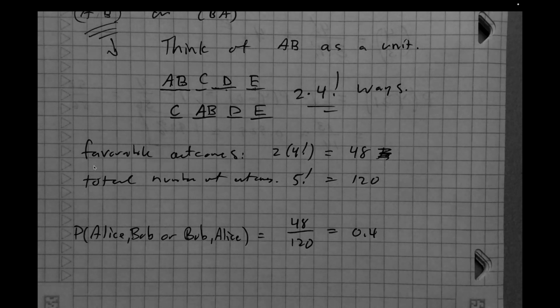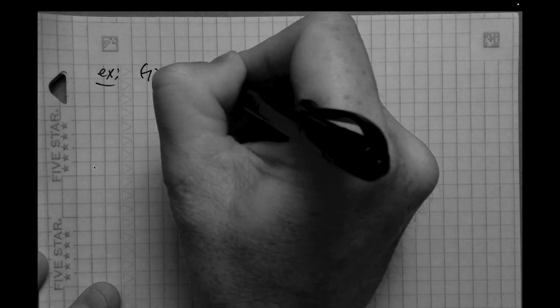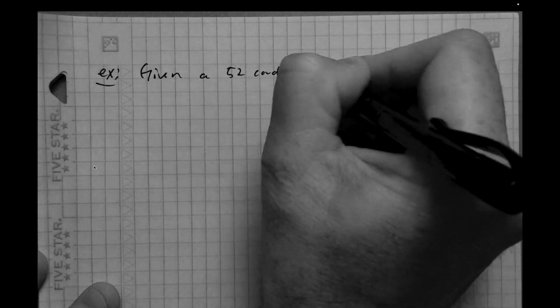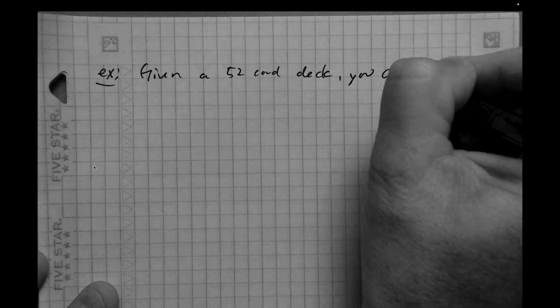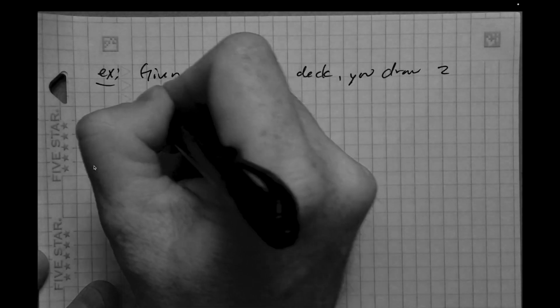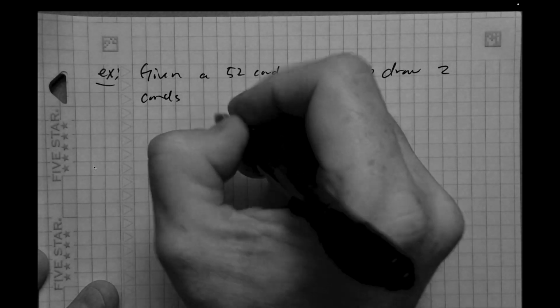Alrighty, very good. Let's do another one. This will be a conditional probability type problem. Another card problem. So let's write this out. Given a 52 card deck, you draw 2 cards at random without replacement.